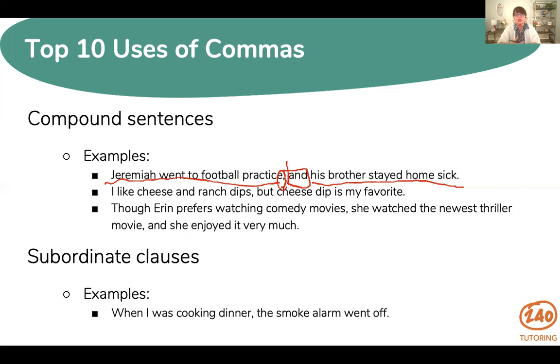We also use commas in subordinate clauses. So when a subordinate clause comes at the beginning of a sentence, it should be set off from the main clause with a comma. So when I was cooking dinner, the smoke alarm went off. We have the subordinate clause, when I was cooking dinner, and the main clause, the smoke alarm went off. Since that subordinate clause is at the beginning of the sentence, we put a comma behind it to set it off. Now, if we reverse this sentence, the smoke alarm went off when I was cooking dinner, that subordinate clause is now at the end, and you would not need a comma in that sentence. So we use a comma with subordinate clauses when it's at the beginning of the sentence.